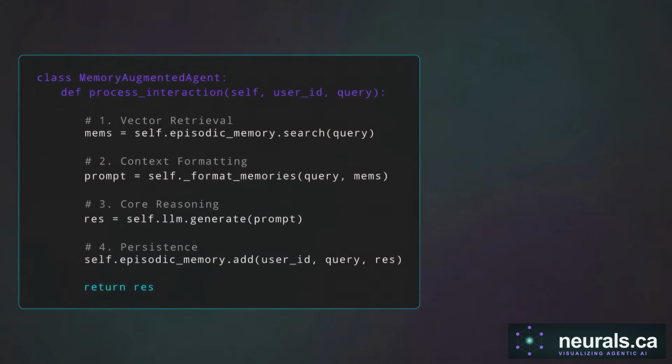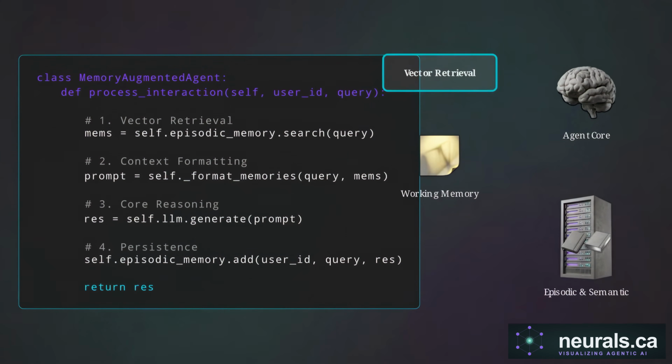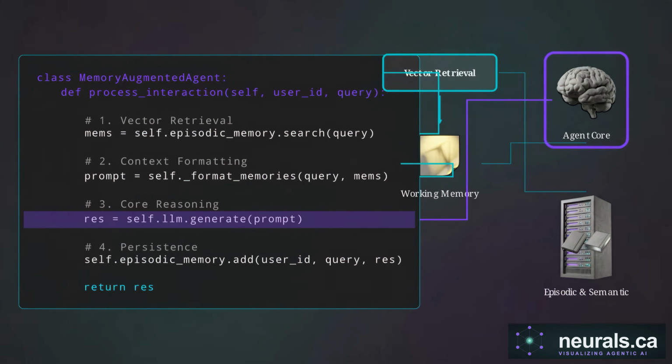To move from the theoretical loop to programmatic reality, we can inspect the process interaction method inside the Memory-Augmented Agent class. First, the episodic_memory.search function executes the vector retrieval phase, querying the database using the raw user prompt. Next, the _format_memory step takes those retrieved records and formats them for injection directly into the working memory prompt. With the context loaded, the llm.generate command fires, utilizing the agent core to reason over both the active session and the historical data to formulate a response.